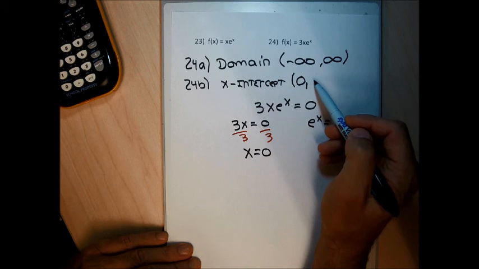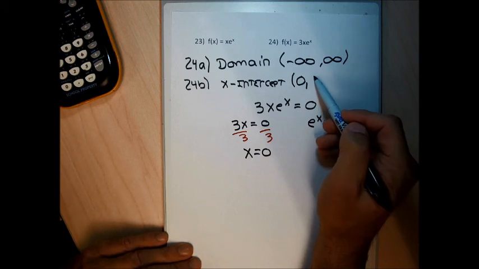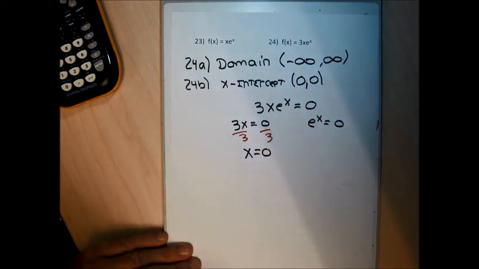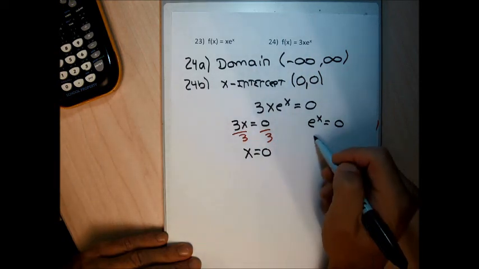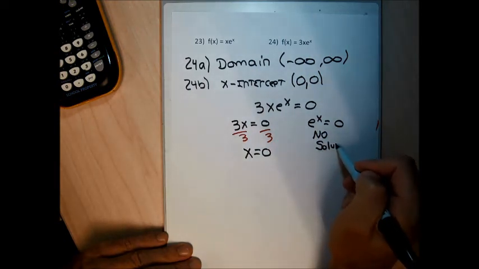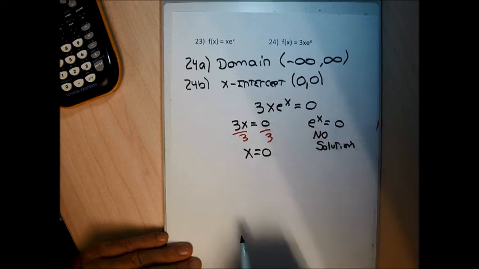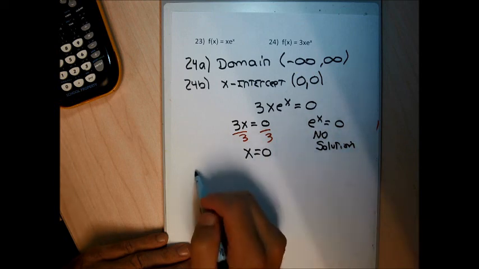The x coordinate is 0, and always when I find an intercept, the opposite letter is 0. The opposite letter for x for points is y. The y has to be 0. So there's an x-intercept at 0, 0. And for this e to the x equal to 0, there's no solution. So that won't give me a critical number, or an x-intercept, should I say. It wouldn't give me a critical number either, but I'm finding intercepts here.